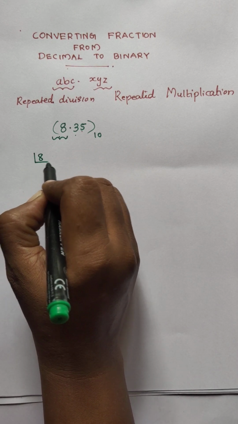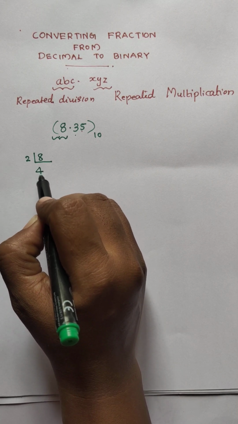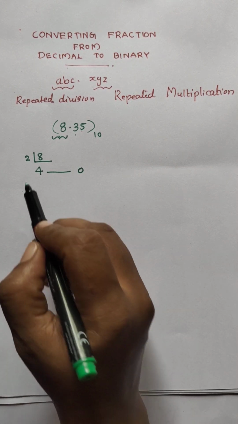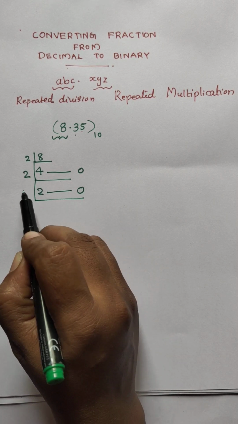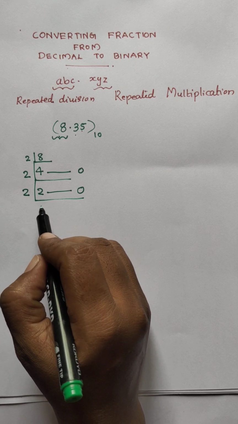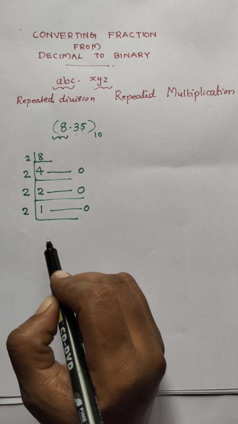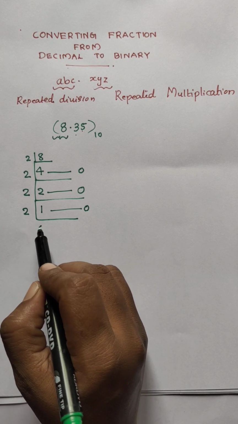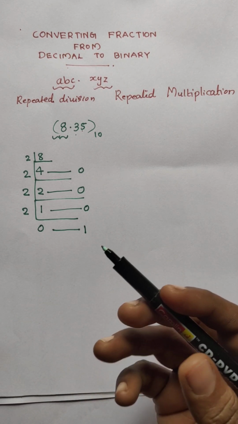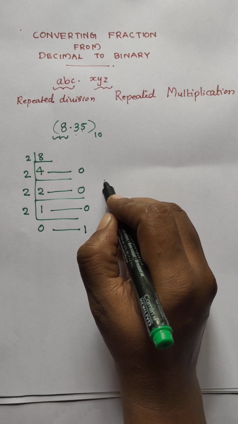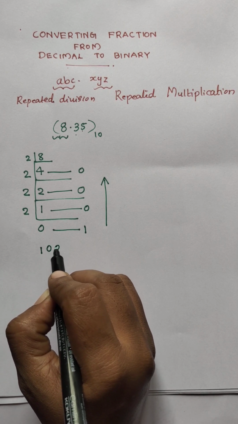You know that 8 divided by 2, the repeated division method, we can use here. 4 2s are 8, the remainder is 0, and again 2 2s are 4, remainder 0, and again 2, how many 2s are in 4? 1, and remainder 0, and once again 2, how many 2s are in 1? 0, and the remainder is 1. And how can we read this? From bottom to top. So the number is 1 0 0 0.